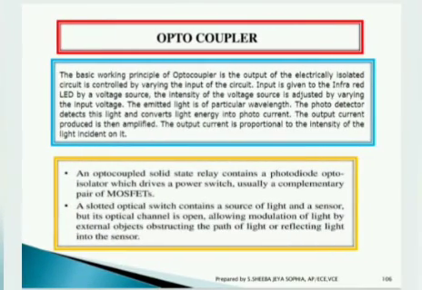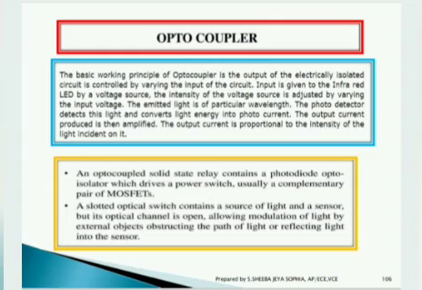Moving to the principle of optocoupler, the output of the electrically isolated circuit is controlled by varying the input of the circuit. Input is given through the LED by a voltage source, and the intensity is adjusted by varying the input voltage. The emitted light of a particular wavelength is detected by the photodetector, and it converts the light energy into photocurrent, and the output current produced is amplified, which is proportional to the intensity of the light incident on it.